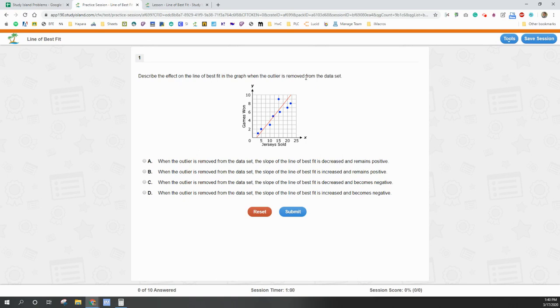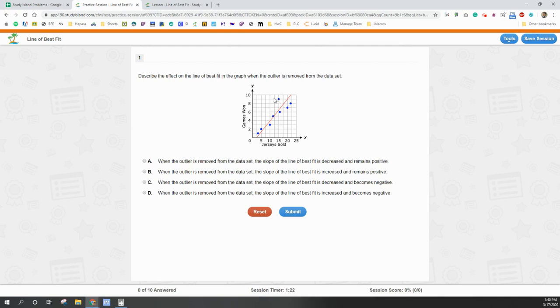Number one, describe the effect on the line of best fit in the graph when the outlier is removed from the data set. So right now, this red line that was added to this graph is a line of best fit that goes through kind of the middle of all the points. But this point right here doesn't quite fit with the rest. It is an outlier. This point is 15 jerseys sold and 9 games won.